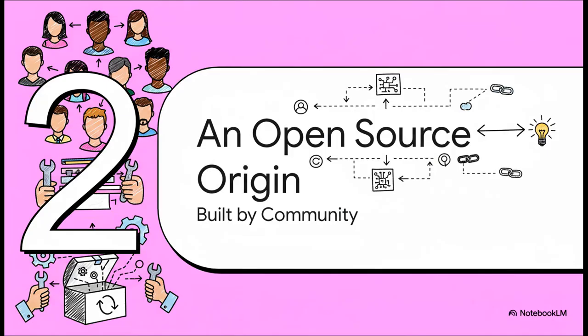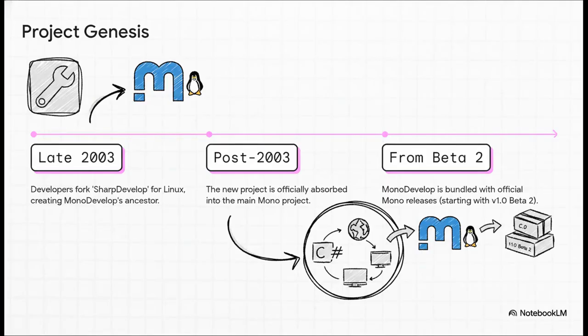So where did this amazing tool even come from? What's so fascinating is that it wasn't born in some big corporate lab. Nope, it was a true community effort through and through. It all kicked off back in late 2003 as a fork, which is basically a spin-off of another open-source project called SharpDevelop. A really passionate group of developers took that code and adapted it specifically for Linux. It picked up steam really fast, got its new name, and then got officially adopted by the bigger Mono project, which was the whole movement dedicated to bringing .NET to other platforms.